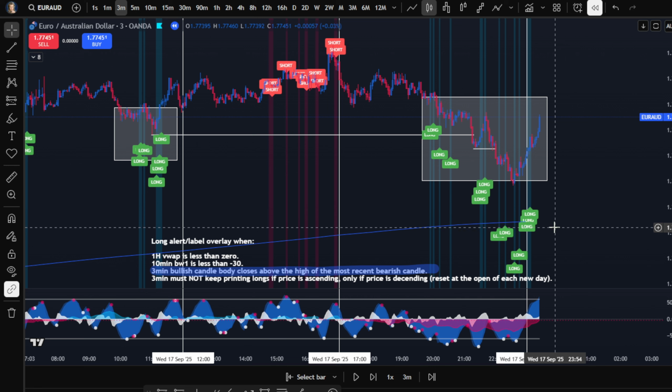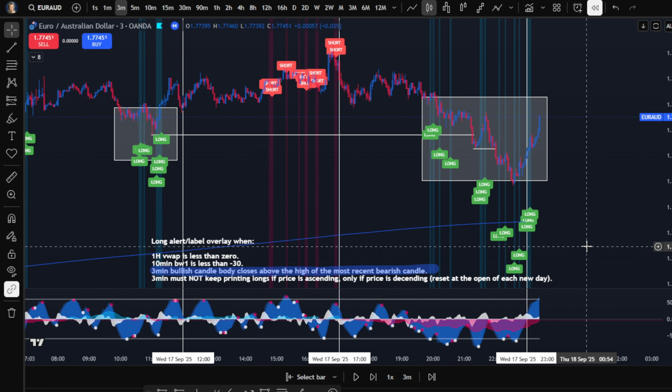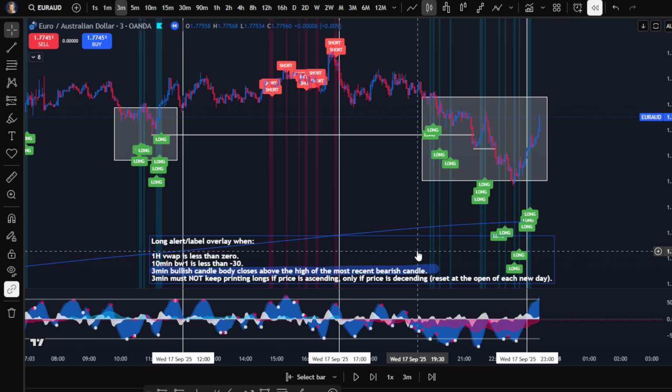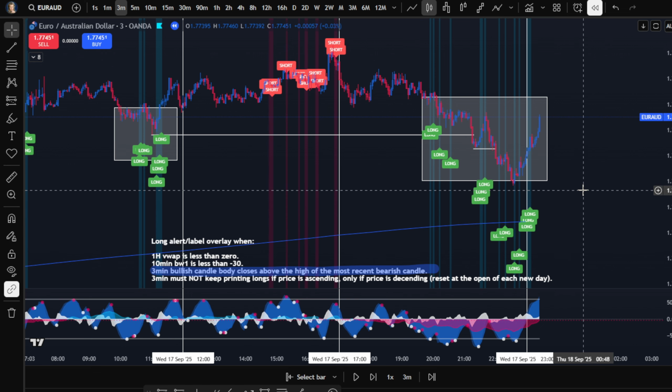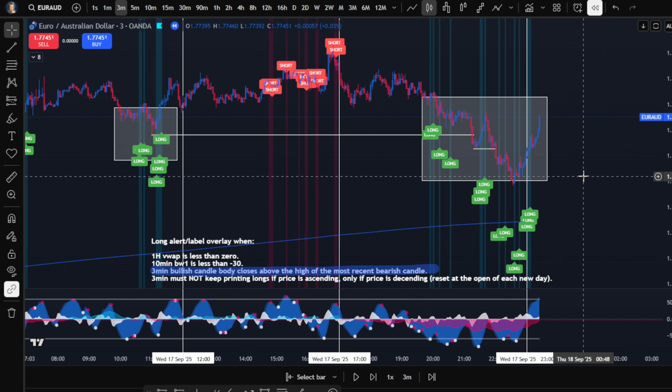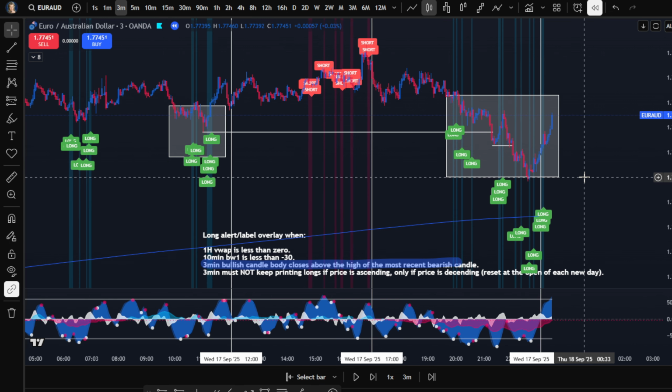Basically only when it's descending. So, a 3-minute bullish candle body has to close above the high, basically the top wick, of the most recent bearish candle. And yep, I'll show you some really good examples where it's very clean and it tidies things up a lot. And I'll show you the short example quickly as well.